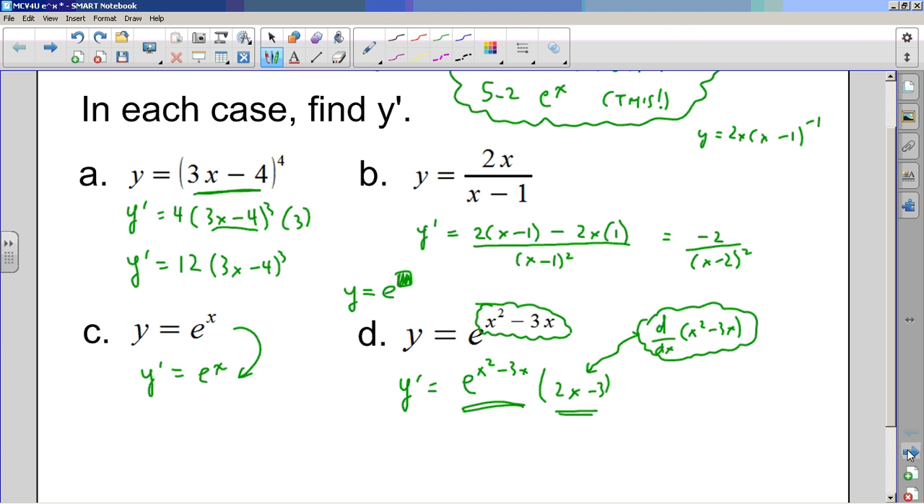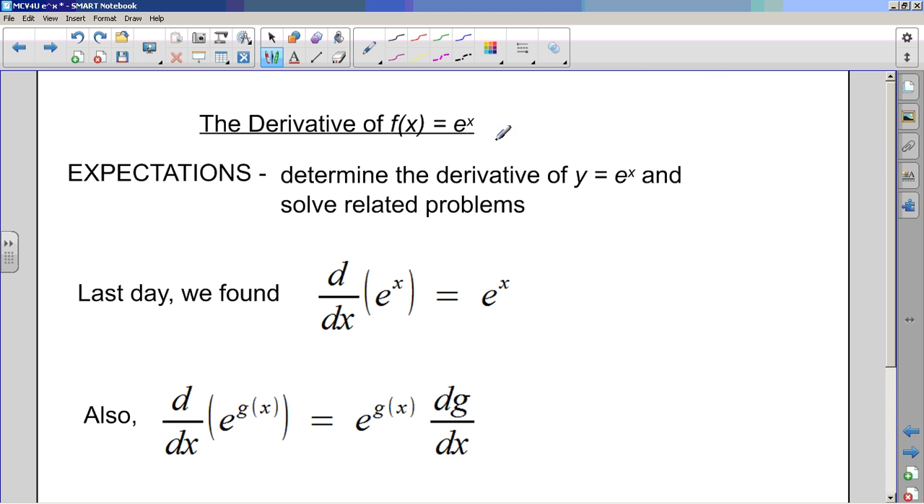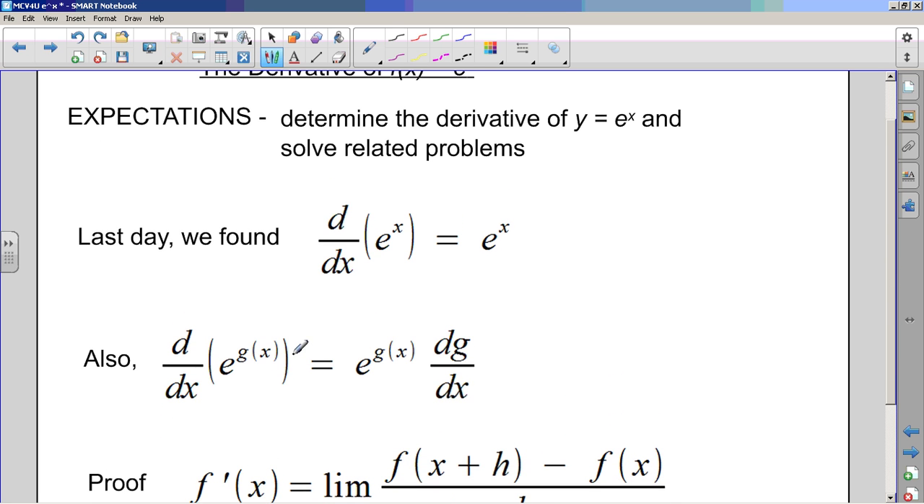Now we're on to the lesson. And the lesson, we've already been into it. Determine the derivative of y equals e to the x and solve related problems. So we know this one. The derivative with respect to x of e to the x is e to the x. It's just the derivative itself. But more importantly, when we have a function up in the exponent, the inside part is the exponent itself, so I would have to take the derivative of it. The derivative of the exponential function is the exponential function, but then I have to take the derivative of the inside part too. So this is sort of like the chain rule for exponential functions.